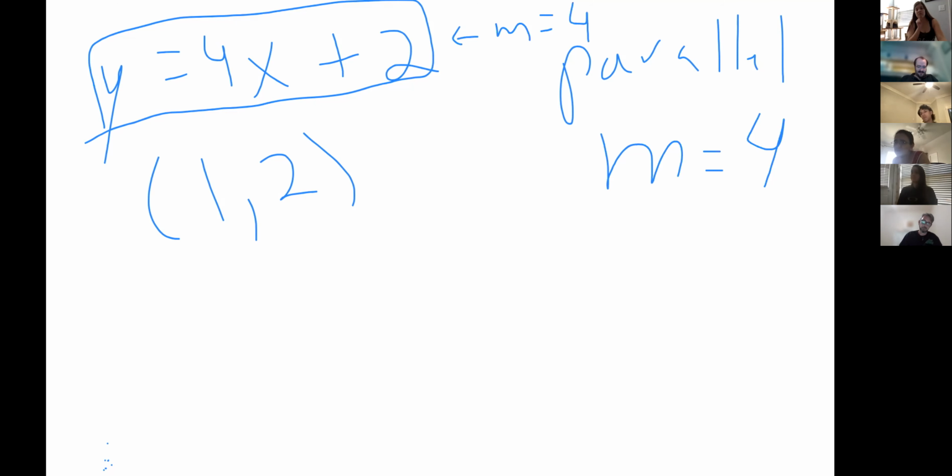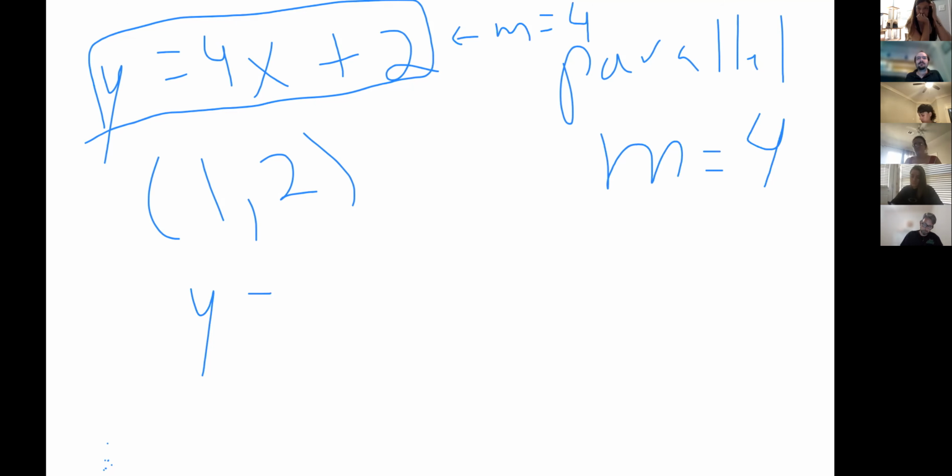All right, so we want to do this. I have a point and I have a slope. Guess what equation I'm going to plug it into? The point slope. Yeah, point slope. So y minus y1 equals m times x minus x1.